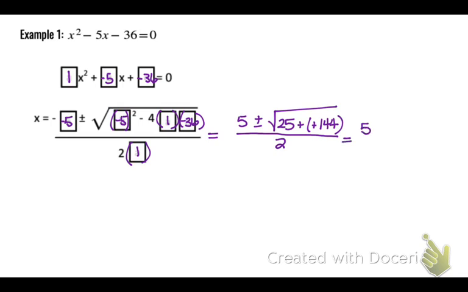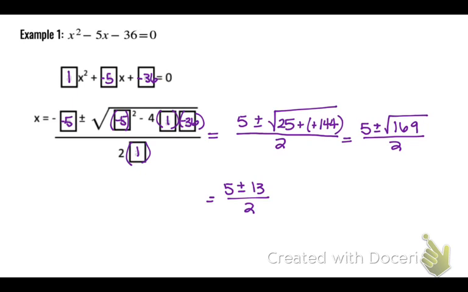And then we just keep simplifying again. Following order of operations, we need to work under that radical first. So 144 plus 25 is 169, all divided by 2. Luckily for us, 169 is a perfect square. So 5 plus or minus 13, all divided by 2.